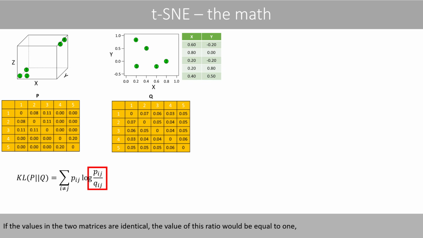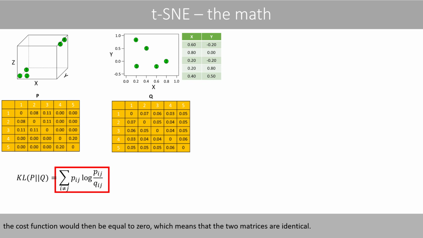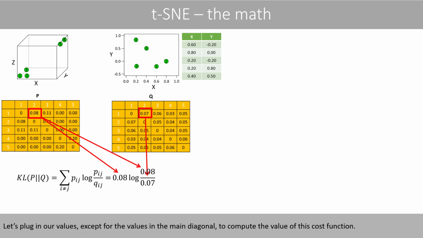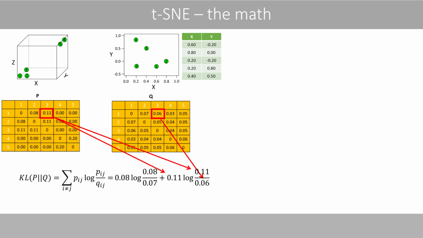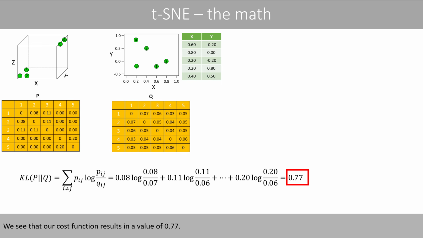If the values in the two matrices are identical, the value of this ratio will be equal to 1. And since the log of 1 is 0, the cost function would then be equal to 0, which means that the two matrices are identical. Let's plug in our values, except for the values in the main diagonal, to compute the value of this cost function. We see that our cost function results in a value of 0.77.